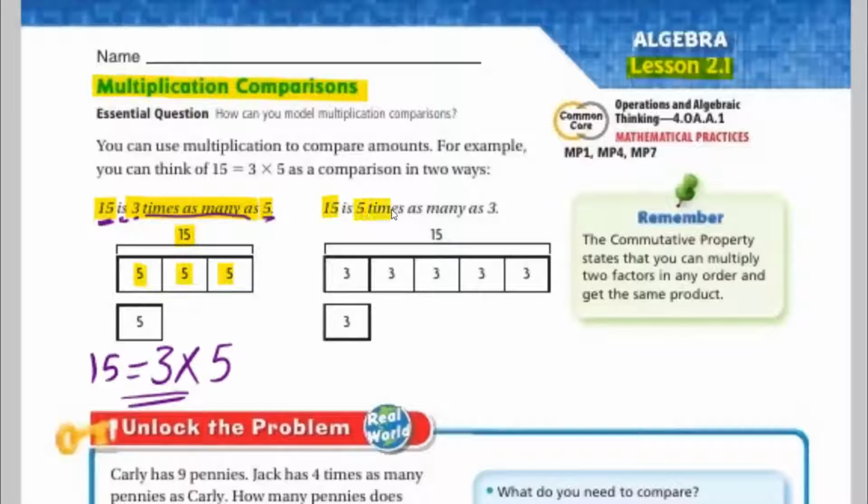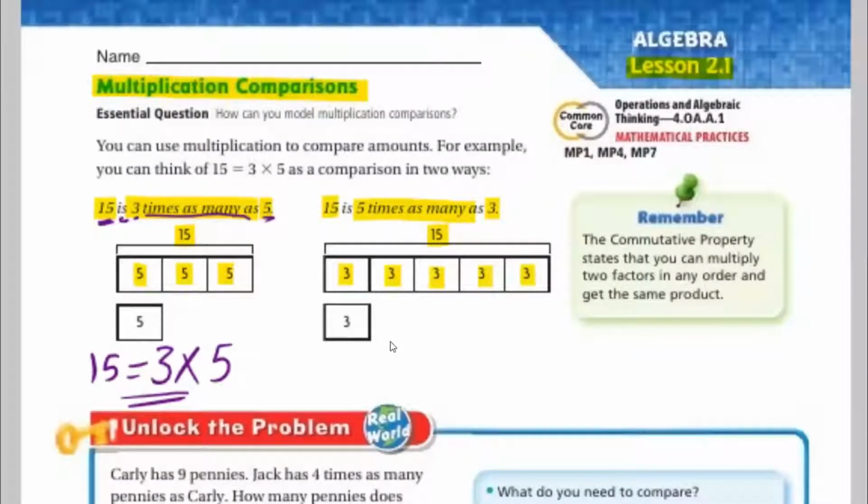15 is 5 times as many as 3. It means we're going to repeat 3 5 times. So we have 5 blocks of 3 here. We have 1, 2, 3, 4, 5, and that all represents 15.